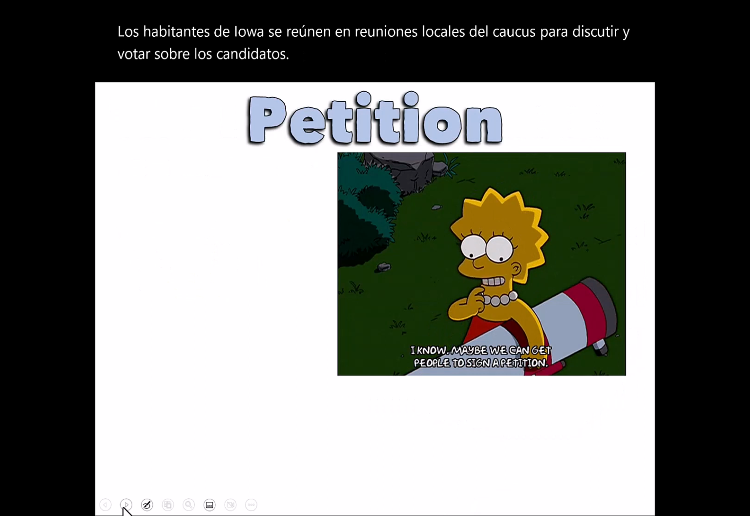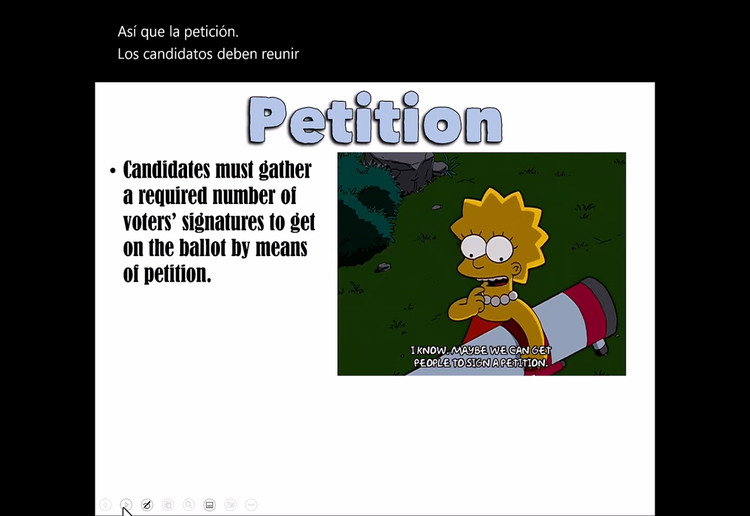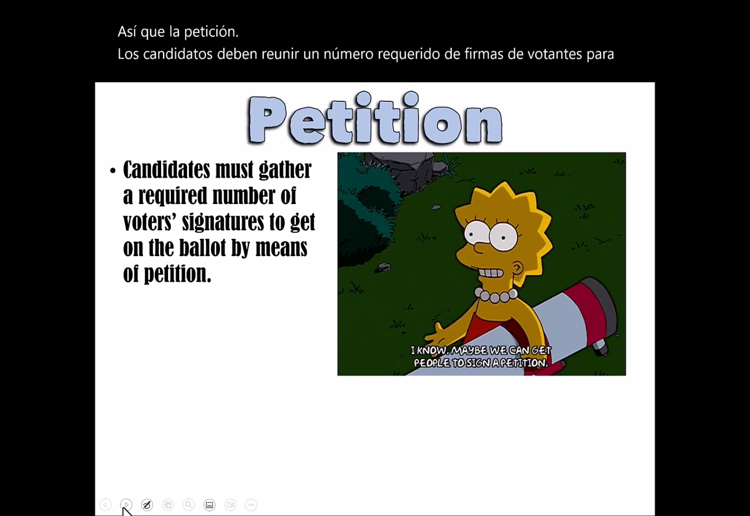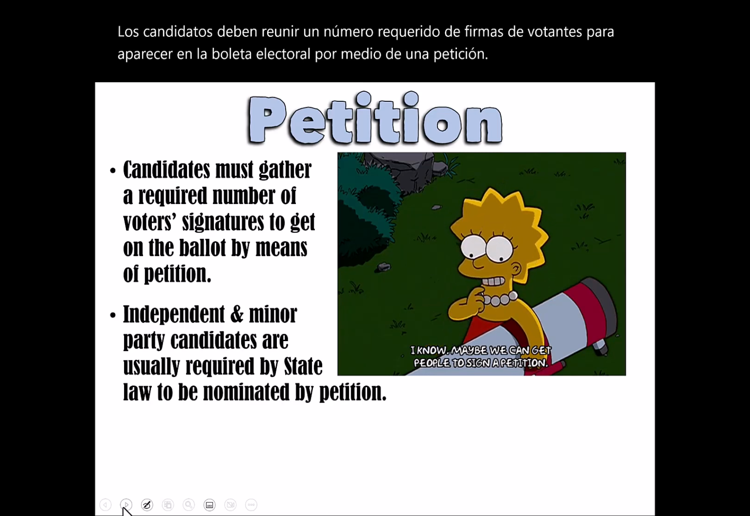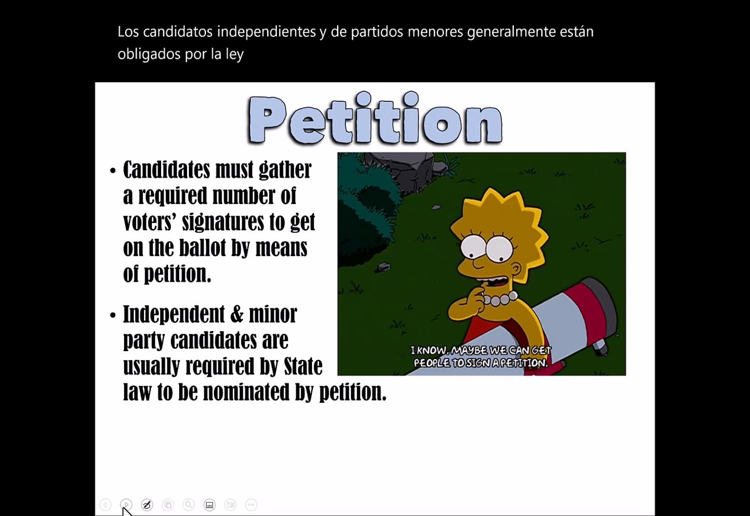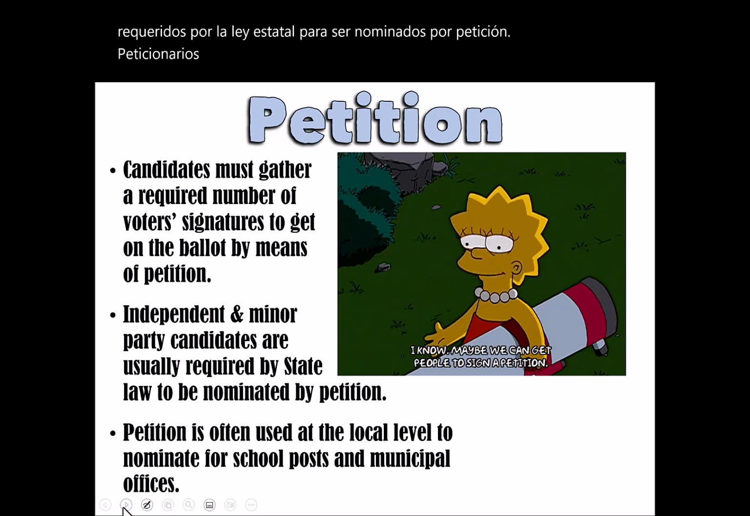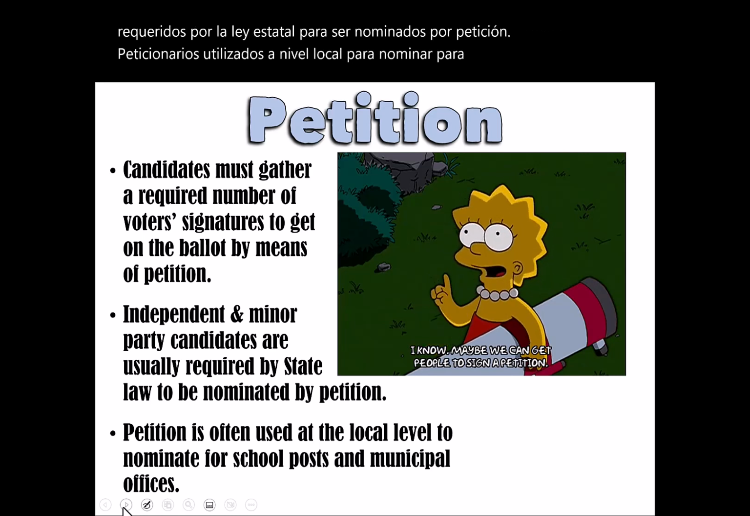So, the petition. Candidates must gather a required number of voter signatures to get on the ballot by means of petition. Independent and minor party candidates are usually required by state law to be nominated by petition. Petition is used at local level to nominate for school posts and municipal offices.